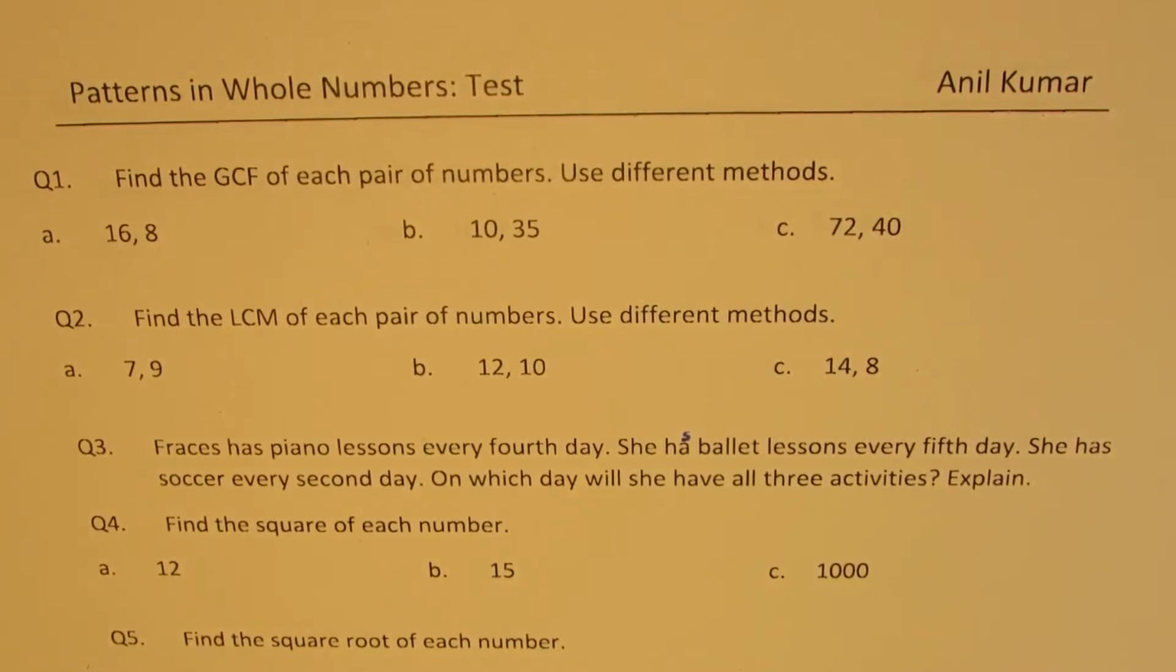Here is a test paper from one of my students in Canada, grade 7. We'll talk about patterns in whole numbers. There are about 9 questions in this test paper where we look into greatest common factor, lowest common multiples, and related questions. You can see the first 4 questions now. You can pause the video, copy these questions, and try them out.